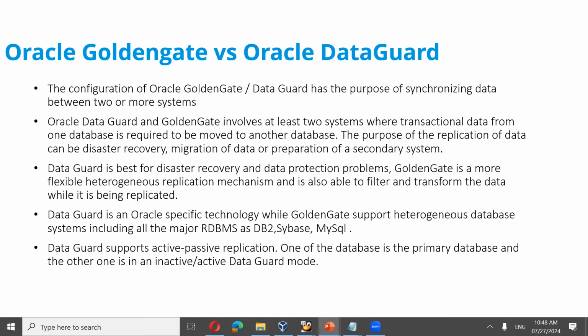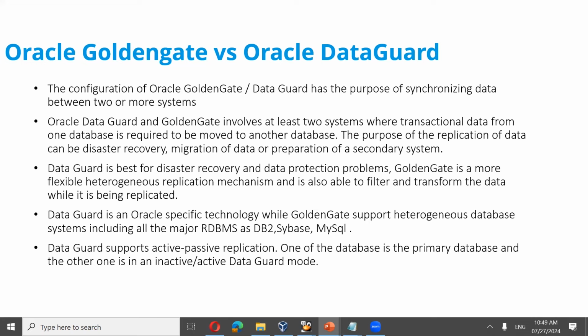The configuration of GoldenGate and Data Guard has the purpose of synchronizing data between two or more systems. Oracle Data Guard and GoldenGate involve at least two systems where transactional data from one database is required to be moved to another database. The purpose of replication can be disaster recovery, migration of data, or preparation of secondary systems. Data Guard is best for disaster recovery and data protection problems. GoldenGate is a more flexible, heterogeneous replication mechanism, and is also able to filter and transform the data while it is being replicated. And performance-wise, GoldenGate performance is much higher.